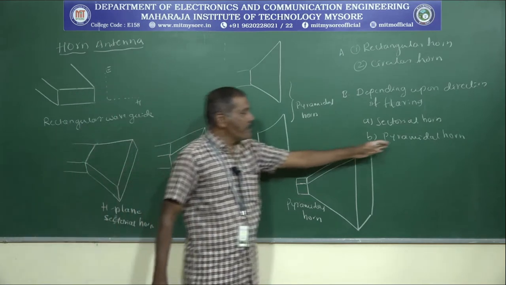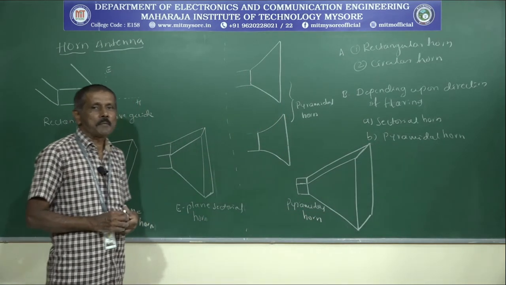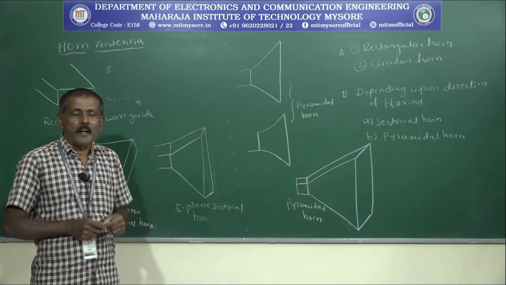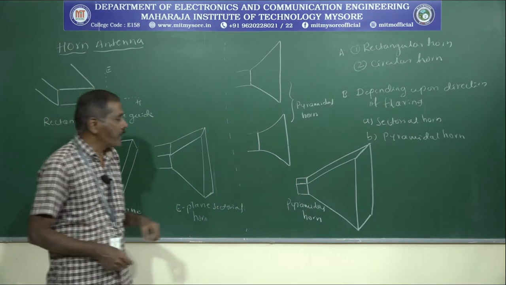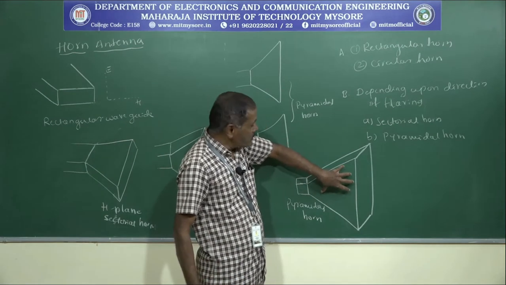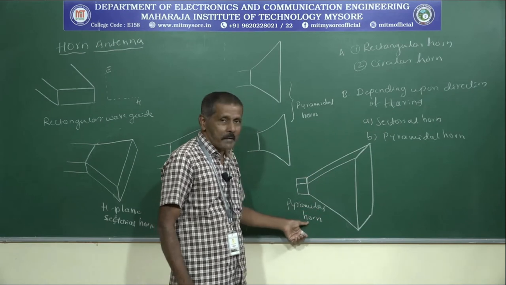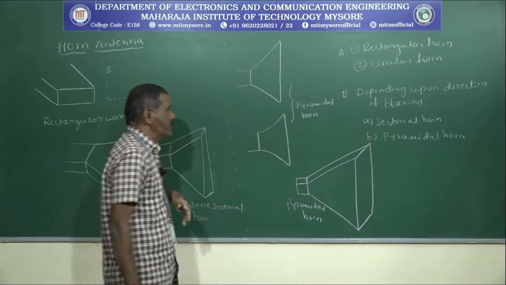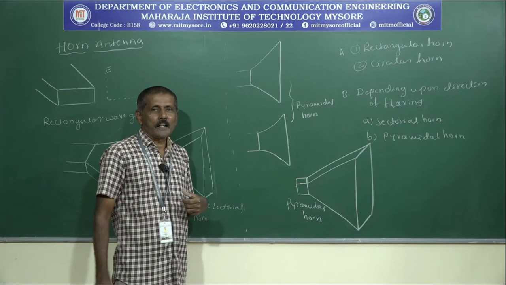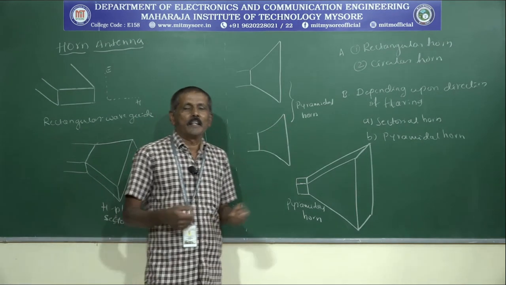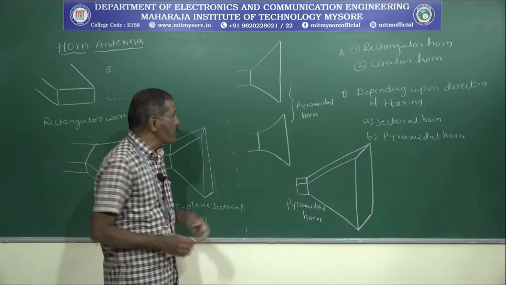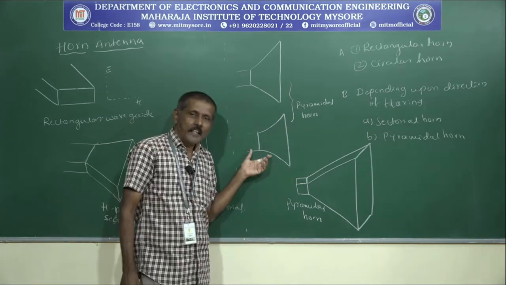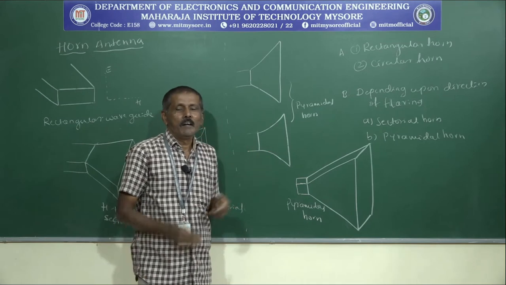Now, coming to the pyramidal type of horn antenna, in the pyramidal type, one side of the horn will be flared both in the horizontal direction and in the vertical direction. So the waveguide looks like a horn, and then it is called a pyramidal horn antenna, where it is flared in the horizontal direction and also in the vertical direction. And for pyramidal horn antennas, this flaring can be in a straight manner or it can be gradual. If it is exponentially flared, as you can see here, then it is called an exponentially flared pyramidal horn antenna.